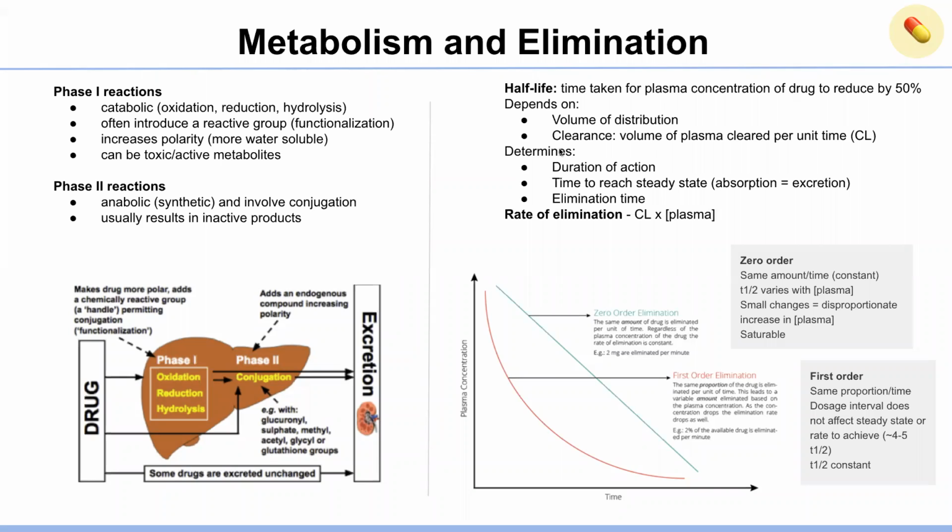There are two types of elimination. First order is what the majority of drugs do. The same proportion of drug is cleared per unit time. So half-life remains constant, and usually steady state takes 4 to 5 doses to achieve. Some drugs, however, are zero order. So no matter how much drug there is, the same amount will be cleared in a given time. So this makes it easily saturated. So the half-life varies depending on the plasma concentration.